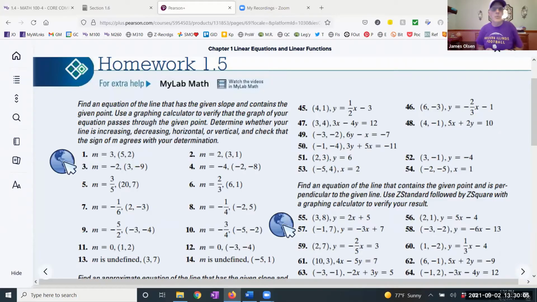The first example I'd like to do for section 1.5 is number 5. Let's see what the directions are. Find the equation of the line that has the given slope and contains the given point. Then use a graphing calculator to check your answer. So let's write down on our paper a slope of 3/5 and a point of 20,7.